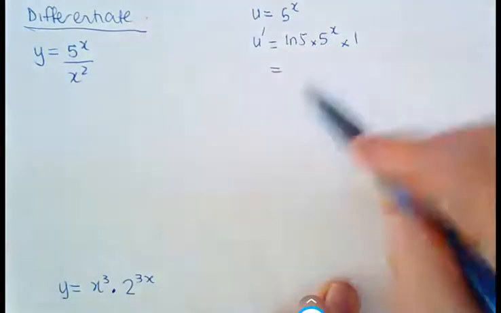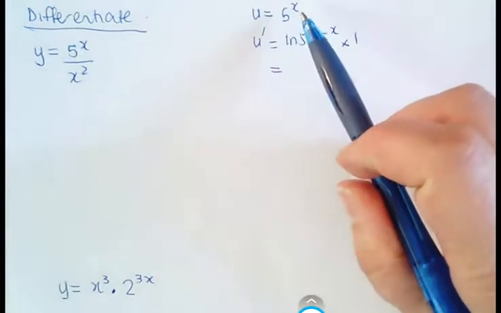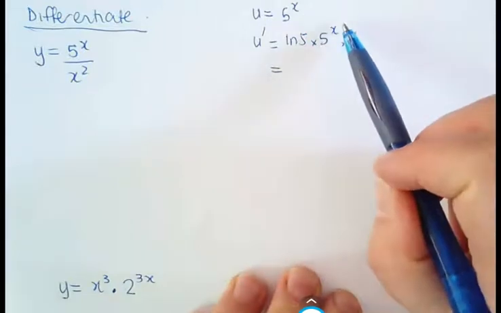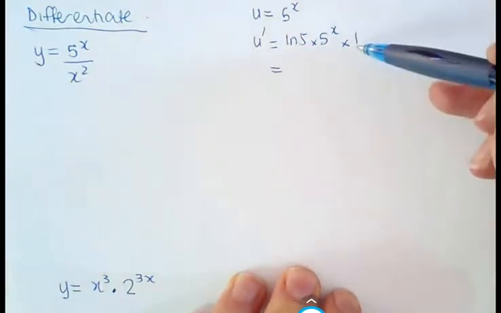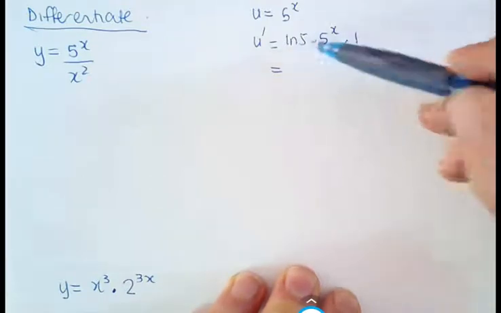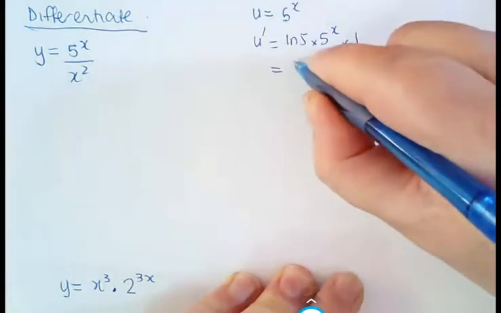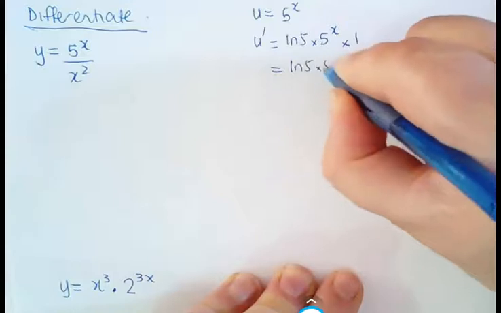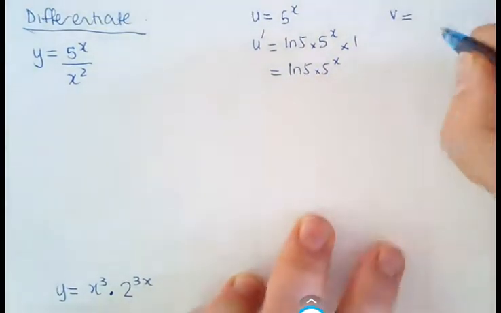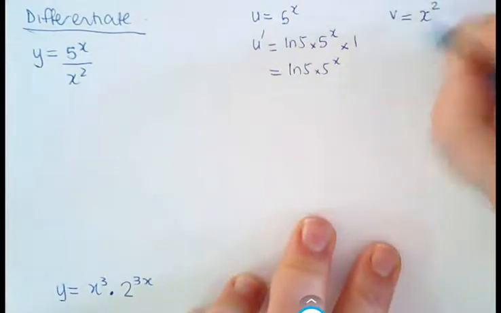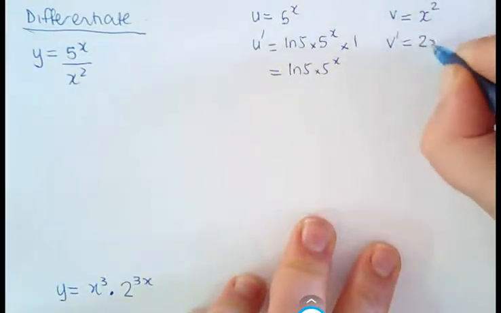So if you think of 5 to the power of x as being similar to e to the power of x, you're supposed to differentiate that, but you don't see it when you differentiate e to the x because it's 1 times ln 5. So we've got ln 5 times 5 to the power of x. What's v? Anyone? X squared, and v dash is 2x.